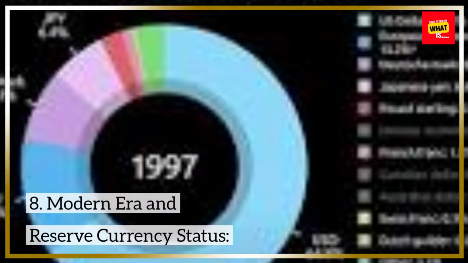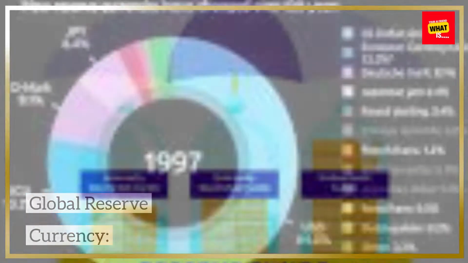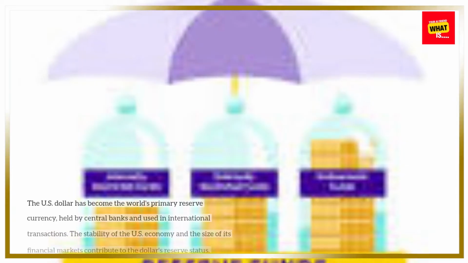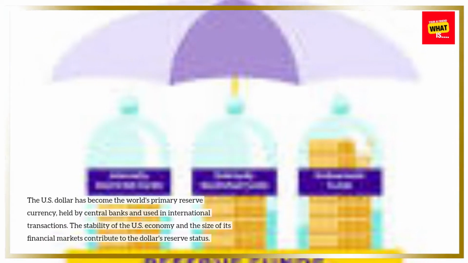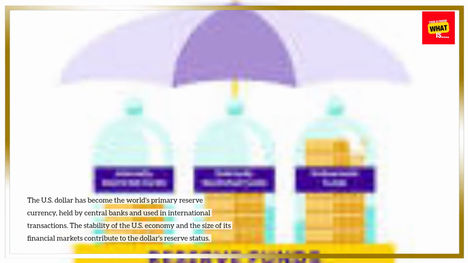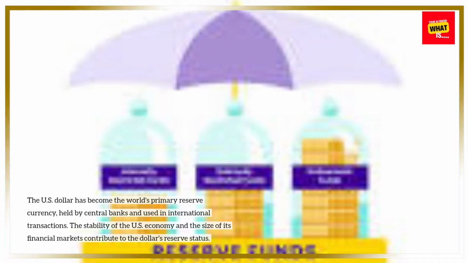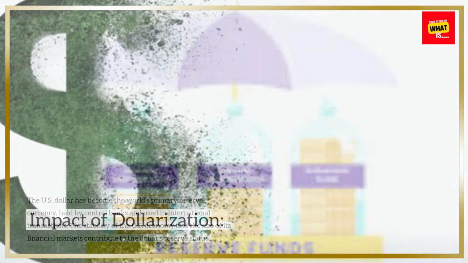8. Modern era and reserve currency status. Global reserve currency. The U.S. dollar has become the world's primary reserve currency, held by central banks and used in international transactions. The stability of the U.S. economy and the size of its financial markets contribute to the dollar's reserve status.